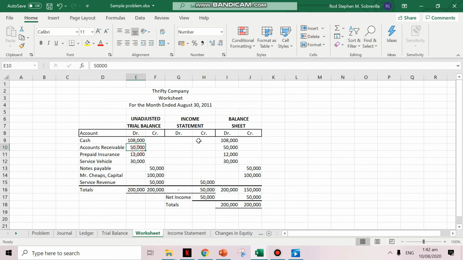So, ang nasa income statement lang is the revenue and expenses. So, since wala tayong expenses, revenue siya. So, credit ang normal balance niya. And then, yun yung total niya. And then, the revenue minus the expenses is equals to the net income. So, nasa credit siya.